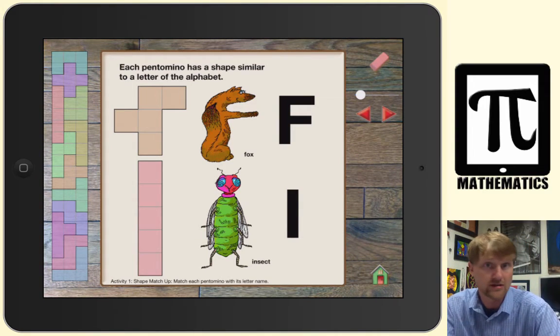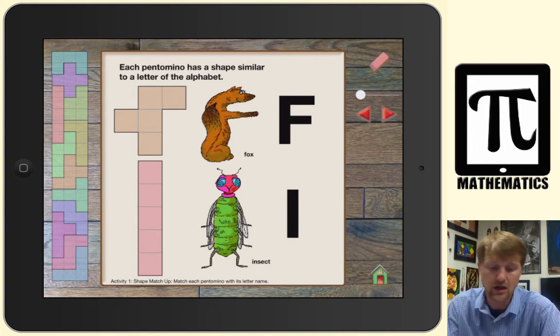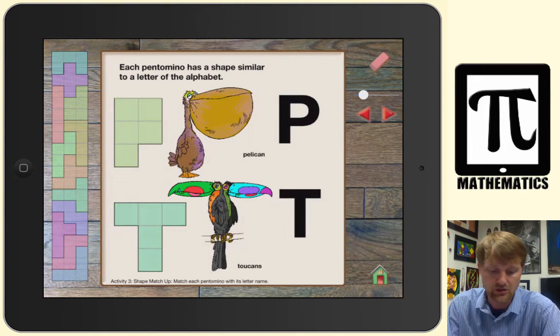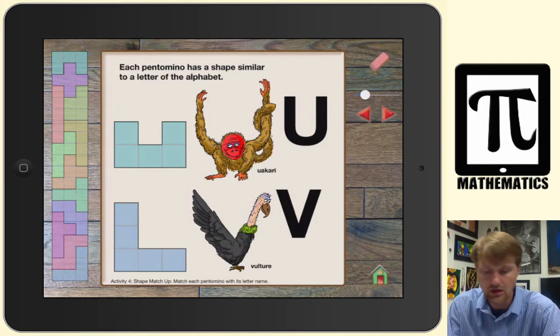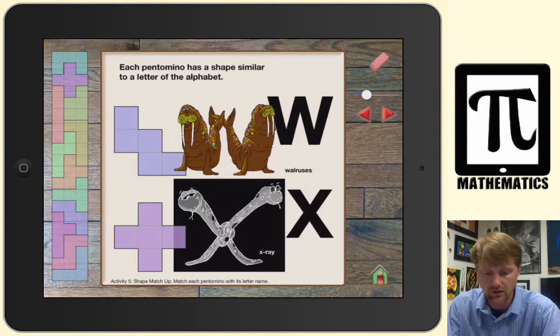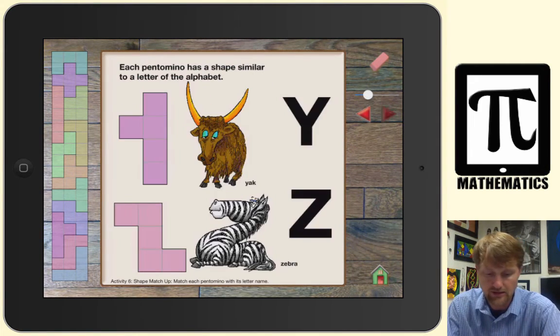There's a lot of ways. These things have been around a while. So this shape is the F shape, and then the I shape, and the L shape, the P shape, the T shape, U, V, W, and then X, Y, and Z. So there's 12 of them.